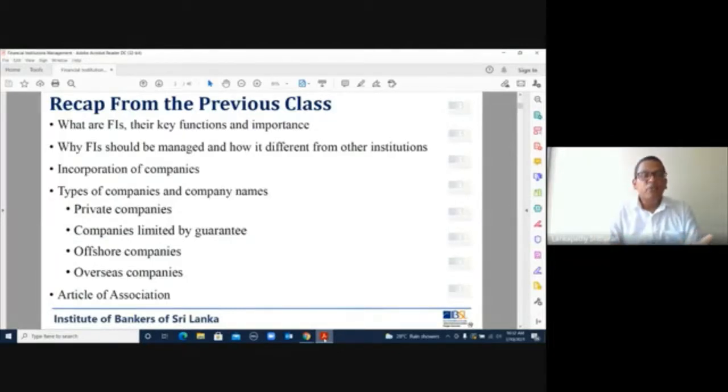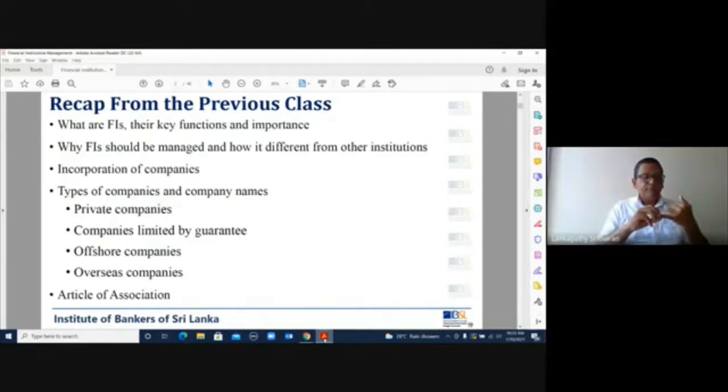And then we moved into some areas related to the Companies Act to give some idea about how these financial institutions are incorporated and what the roles and types of finance companies are. First we saw the incorporation of companies, and under that we saw 3 types of companies: limited companies, unlimited companies and companies limited by guarantee. Under the limited companies we saw different categories.